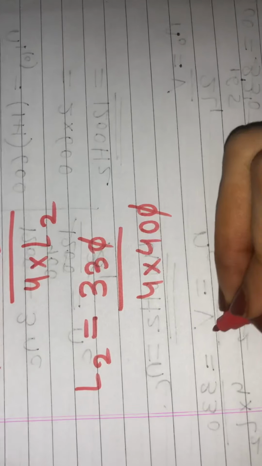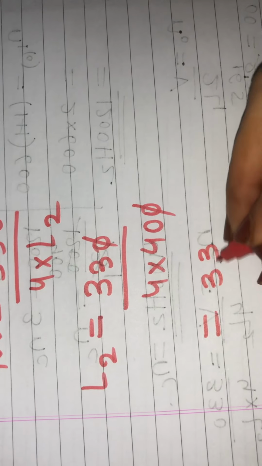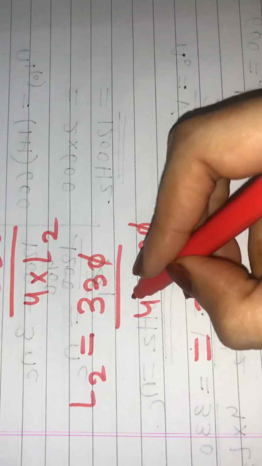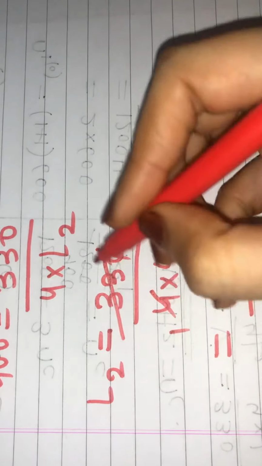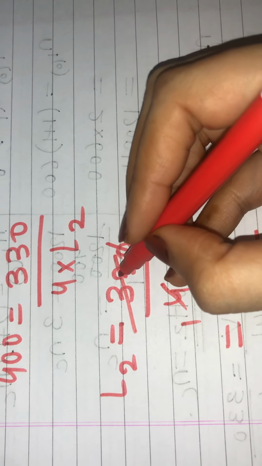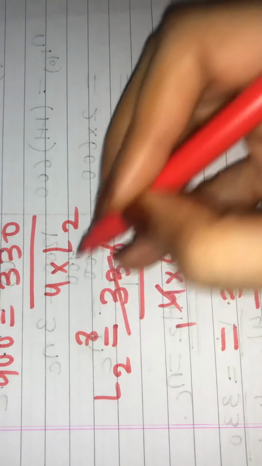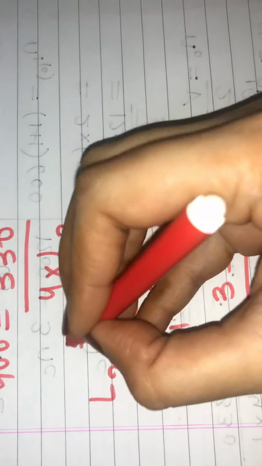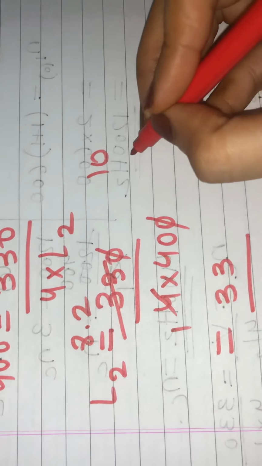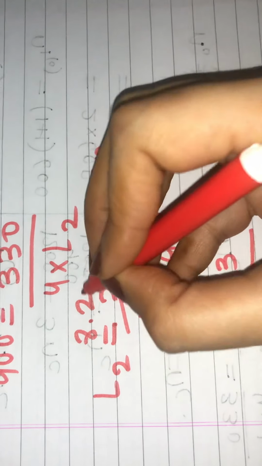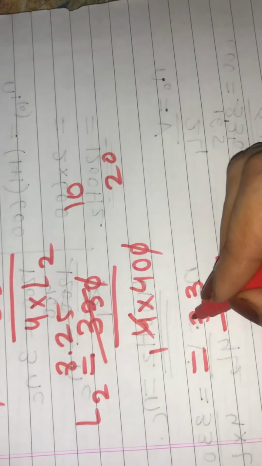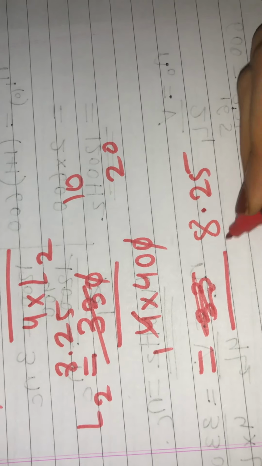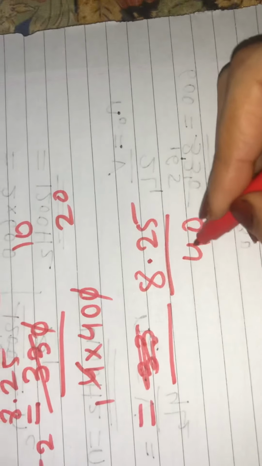Now 4 4s are 33 upon, we can go with that also. Chalo, let's try. 4 1s are 4, 4 7s are 28, 4 8s are 32. Yes, 4 8s are 32. 1 remains, point, 10 became. 4 2s are 8, 2 remains, 20, 4 5s are 20. So now it is 8.25 upon 40.